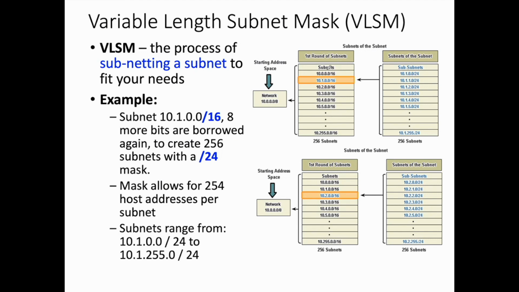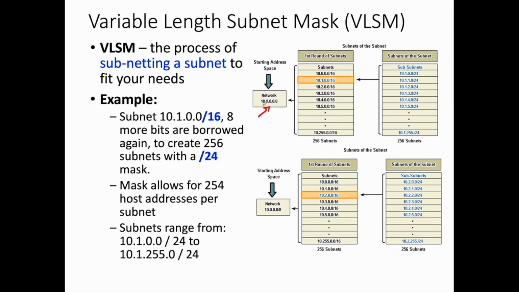For example, think of it as a round of subnetting, right? This is the network address that we got from the ISP, 10.0.0.0/8, and this prefix represents that 8 bits are representing the network portion. In the first round of subnetting, I have borrowed the complete second octet. So this means how many subnets will I be creating? Yes, you're right, 256 subnets.